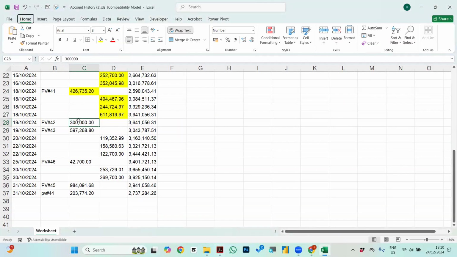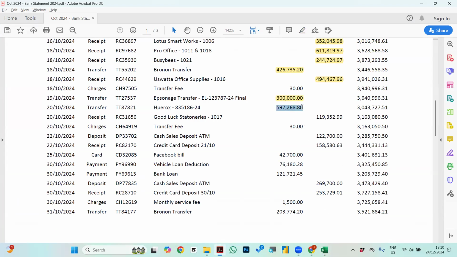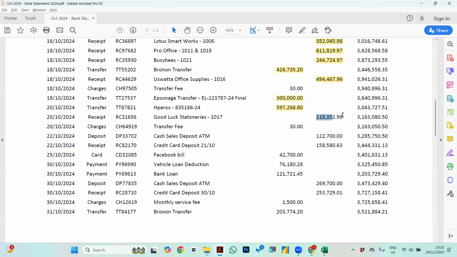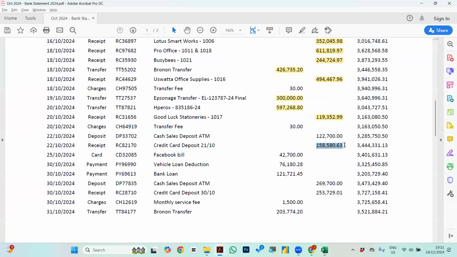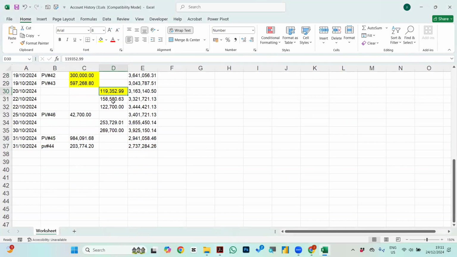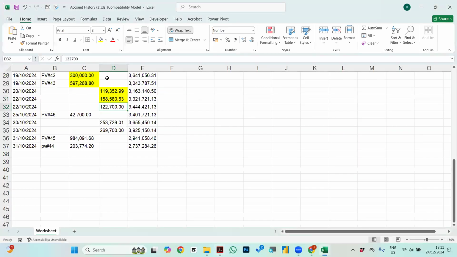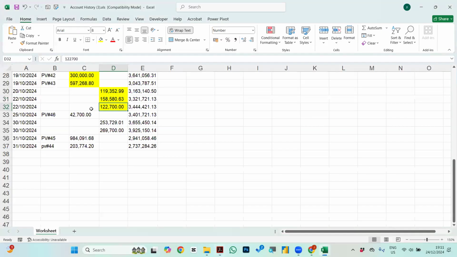I have this also. Now I'm checking in the bank statement 597,268. Yeah, it's available. I'm also highlighting here. So here 192,352.99. It's available. I'm gonna highlight here. I'm also gonna highlight here. So 158,580. It's there. 122,700. It's there. Just quickly going over this. So 42,700. It's a payment. It's available. We made this payment. It's there.